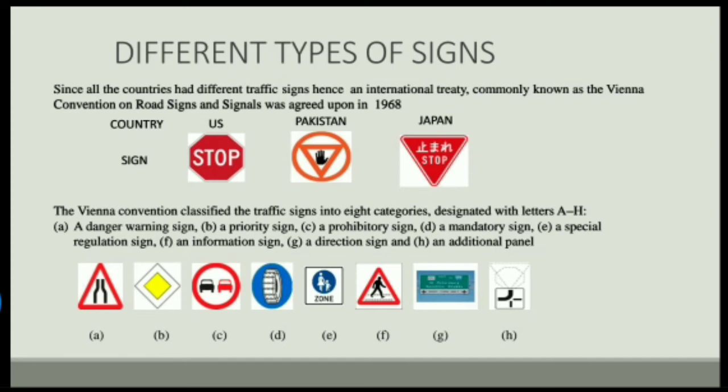Hence, to overcome this problem, there was an international treaty signed in the year 1968, commonly known as the Vienna Convention on Road Signals and Signs. Under this treaty, signboards were broadly classified into 8 categories, as we can see here in all the images. The first one is the danger warning sign, then the priority sign, prohibitory sign, mandatory sign, special regulation sign, information sign, detection sign, and an additional panel. So these were the 8 categories where all the signboards were broadly classified.